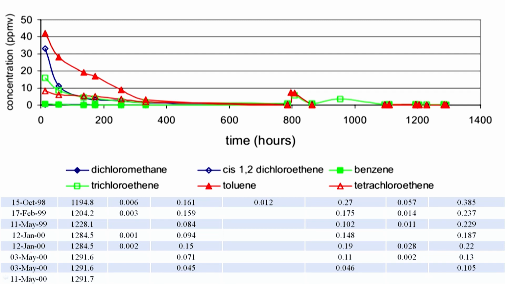Here we have one particular graph. This is the concentration on the y axis in ppm volume units, volume by volume, and here time from 0 to around 1300 hours, as we saw in the previous table, with different compounds. As we looked at it, toluene has relatively higher concentration initially, and then also 1,2 DCE. Others may not be so high.